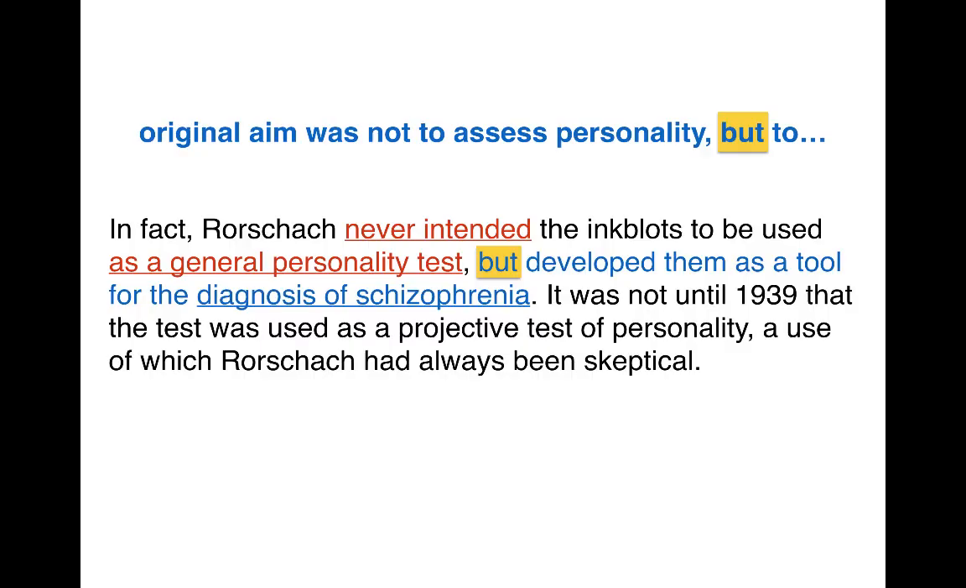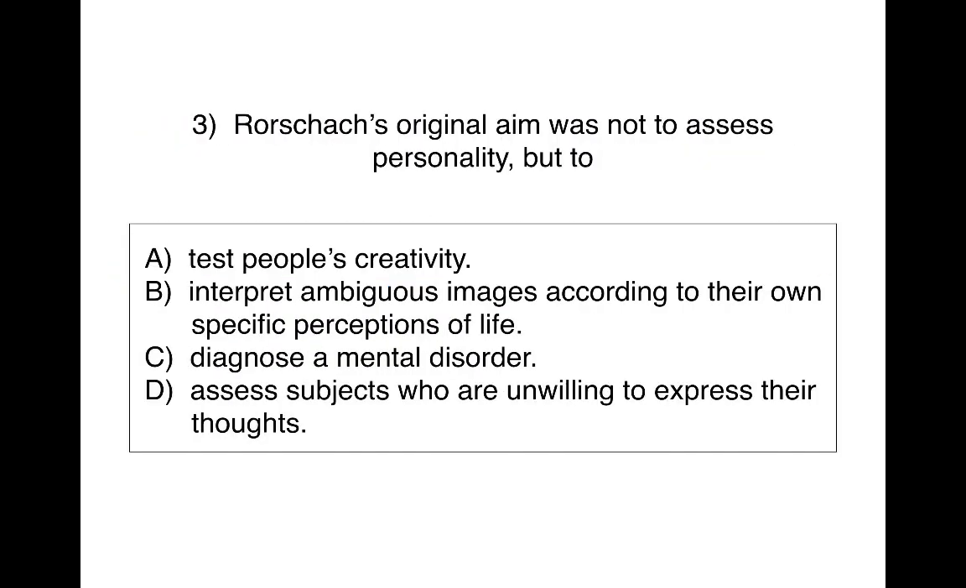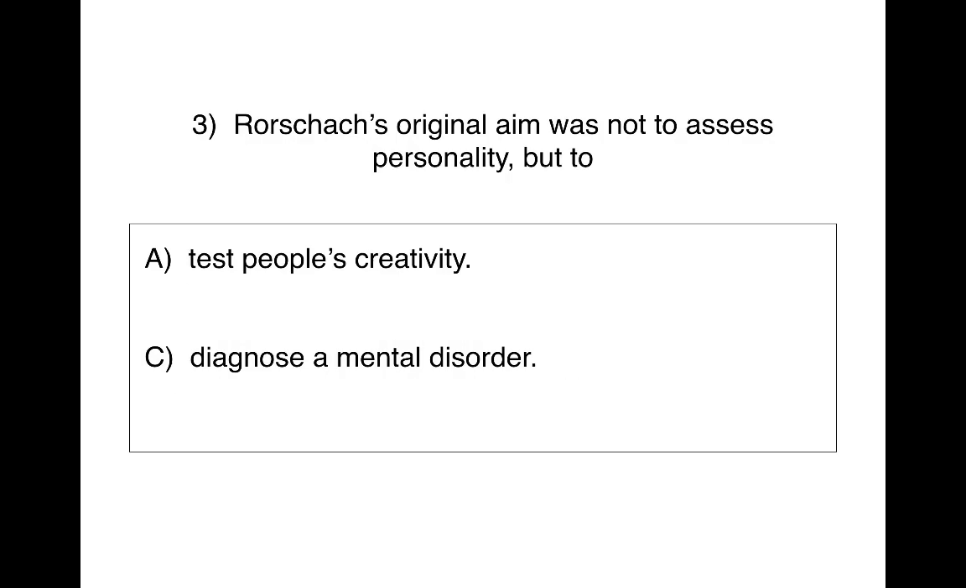Develop them as a tool for the diagnosis of schizophrenia. This should be an easy one. We go back to there. The passage made it clear that we're looking at C. It's going to be C. We've only got 2 choices left. It wasn't about creativity. It was definitely about diagnosing a mental disorder. Diagnosis of schizophrenia. So that's it. We've done the 3 questions, and it was clear how we did it.